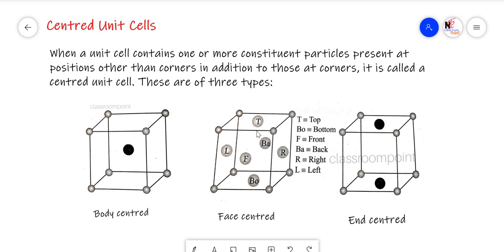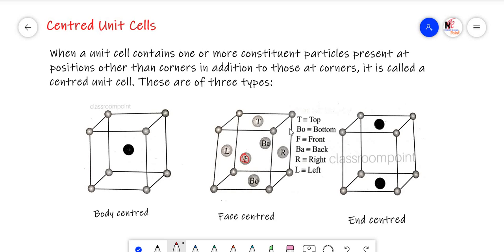And in this case, the constituent particles occupy all 8 corners. These are the 8 positions. And apart from that, the constituent particles also occupy the center of each face. For example, if you consider this one as the front face, for the front face, this is the center. For the left side, this is the center. And for the top, this is the center.